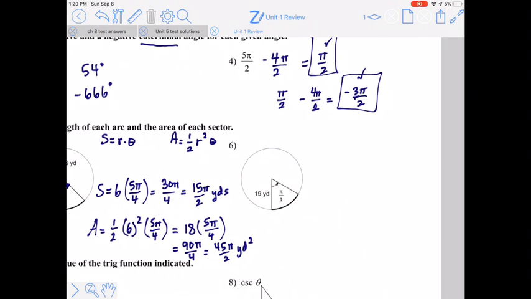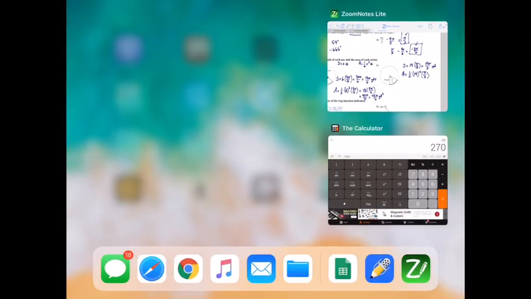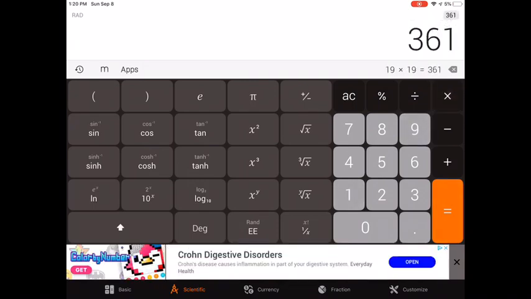Pretty much the same thing with question 6, using the formula. So arc length is radius times the angle, and then the area of the sector is 1/2 radius squared times the angle. So 19 squared, 361.